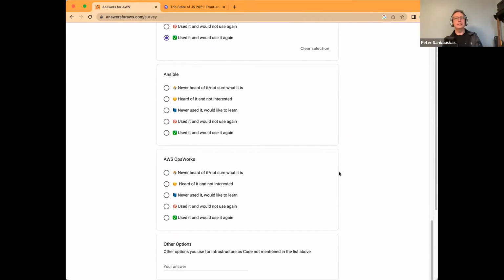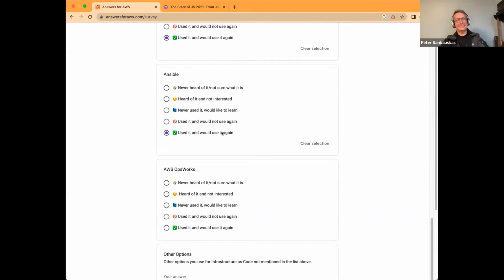Next on our list is Ansible. I loved Ansible back in the day. Yep, me too. Used it and would use it again. Absolutely. Terraform plus Ansible equals hearts. Yep.